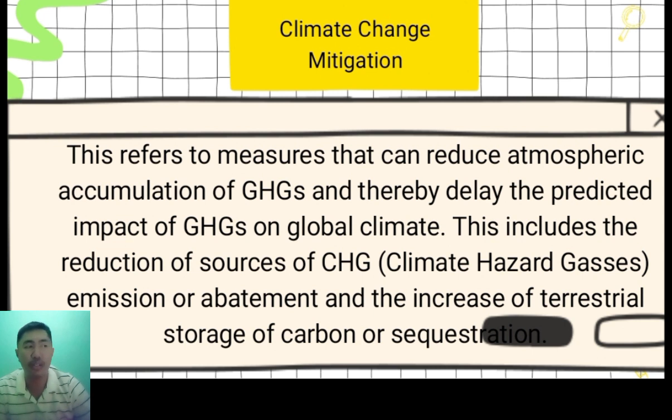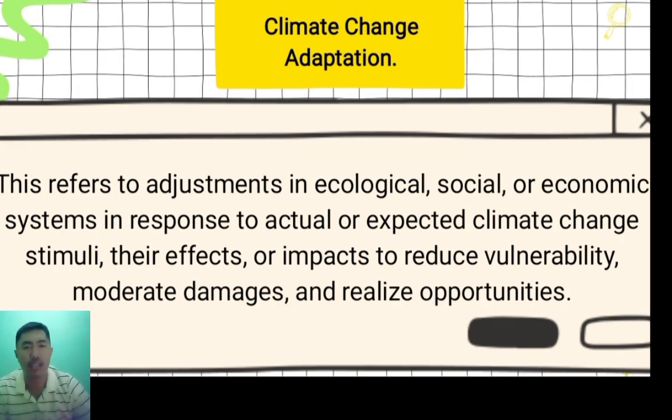This includes the reduction of sources of GHG, or greenhouse gas, emission or abatement, and the increase of terrestrial storage of carbon or sequestration. Then climate change adaptation refers to adjustment in ecological, social, or economic systems in response to actual or expected climate change stimuli, their effects or impacts, to reduce vulnerability, moderate damages, and realize opportunities.